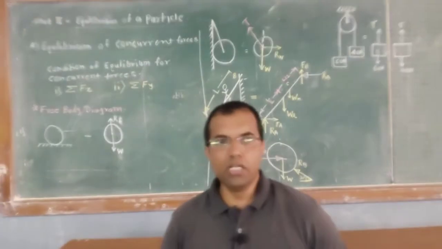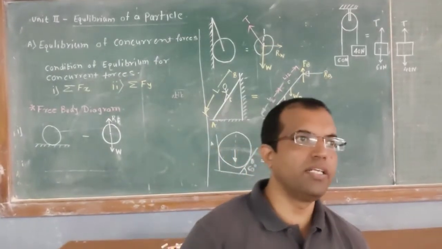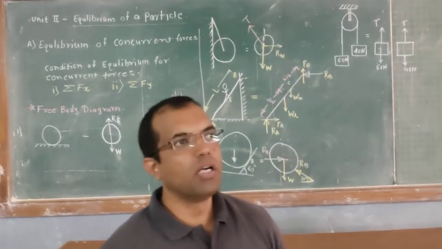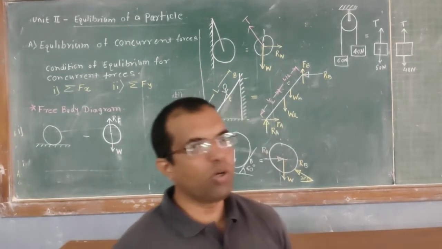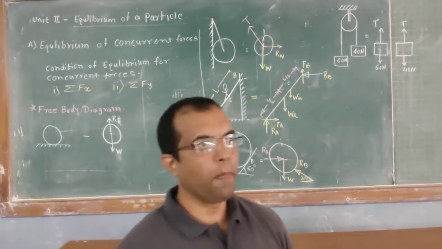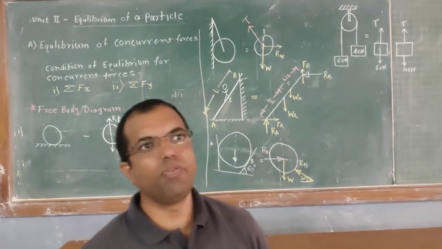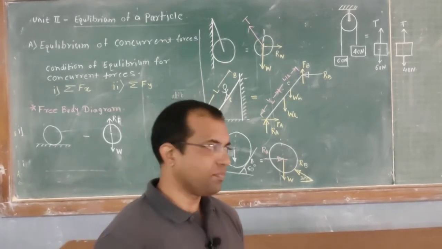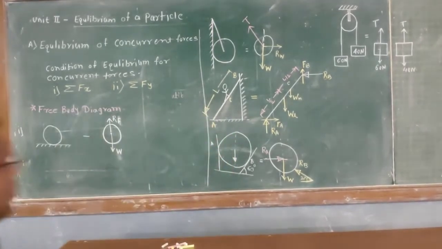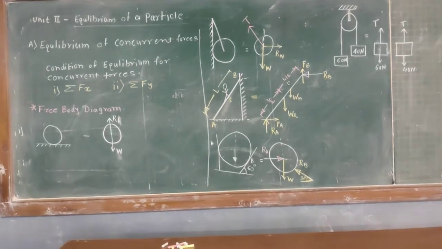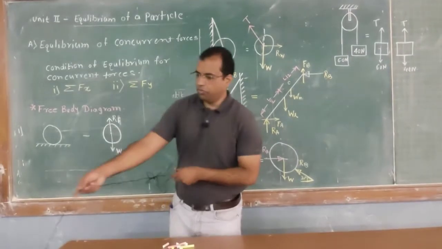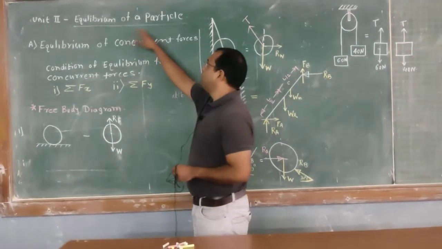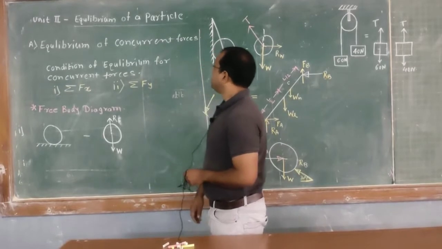Then again we learned the composition of forces. There are several methods to find the composition of force. Composition of force means we have to replace all the forces by a single force, which is nothing but finding the resultant. So initially in the first lecture we found the resultant and the methods to find it. Now let's start the second unit, that is the equilibrium of a particle.